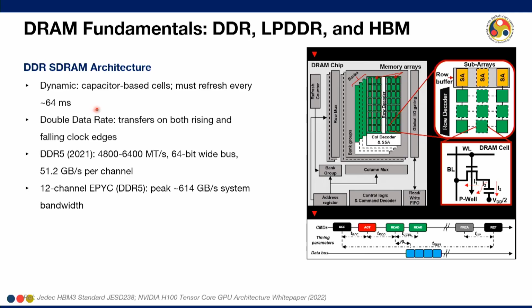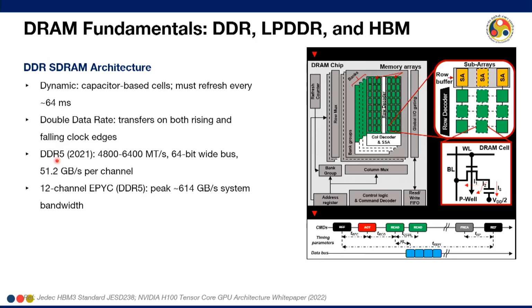So this is the dynamic nature of the capacitor-based cells. It must refresh every 64 milliseconds, and double data rate transfers on both the rising edge and falling edge of the clock. So essentially it increases the bandwidth. Our main goal is to get more and more bandwidth, right? Because you saw that arithmetic intensity is basically how quickly we can get the data so that we can increase the effective performance, right? That is why we need increased bandwidth, and we are trying to see what are the different technologies that are available for improving the bandwidth in the memory hierarchy, right?